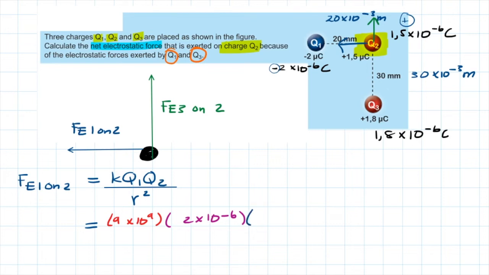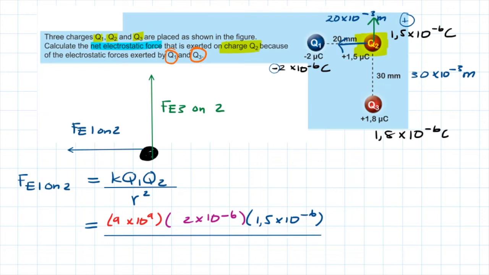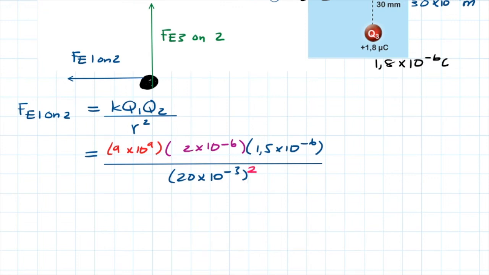The charge on Q2 is given as 1,5 times 10 to the -6. We're going to divide this by the distance between them squared, which is 20 times 10 to the -3 meters, and we must square this value, please. When we plug this into our calculators, we find out that the magnitude of this force is 67,5 newtons. And since we already found out the direction, we can simply write down that this force is to the left.